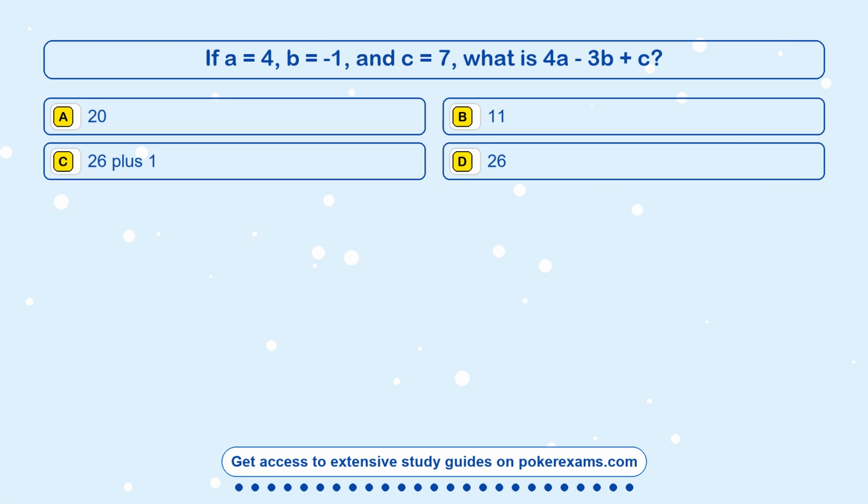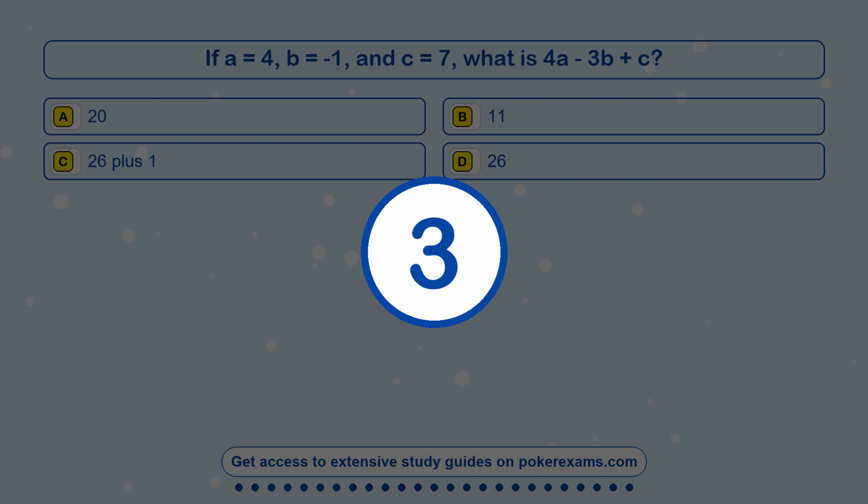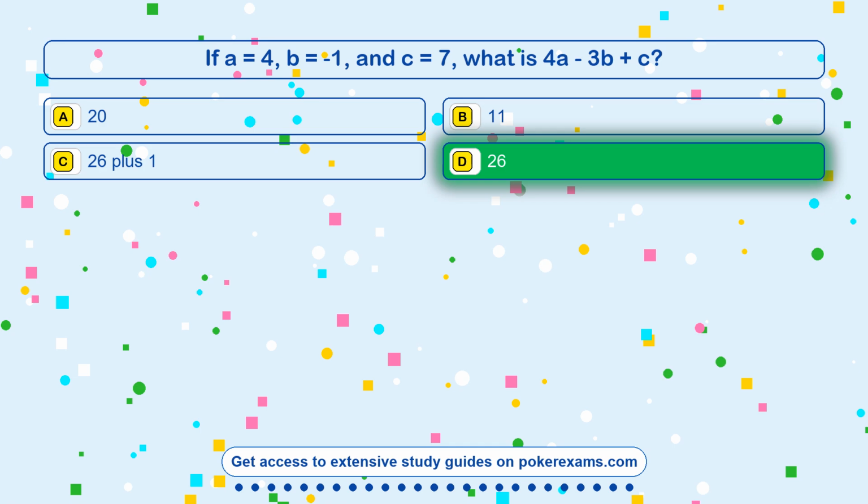Question 8. If A equals 4, B equals minus 1, and C equals 7, what is 4A minus 3B plus C? Option A 20. Option B 11. Option C 26 plus 1. Option D 26. The correct answer is option D, 26.